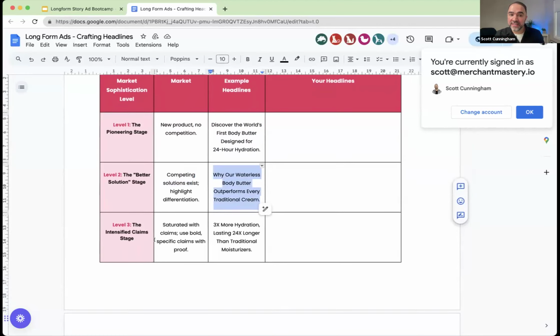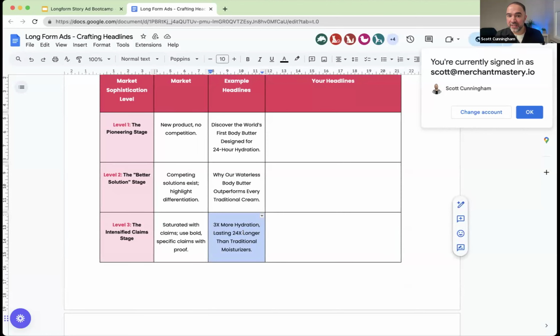Okay, and then level three is the intensified claim. This is when we're including like numbers, social proof, data, and claims. So it's saturated with claims. And we're going to use bold, specific claims with proof. 3 times more hydration, lasting 24 times longer than traditional moisturizers. We're putting some data to it.